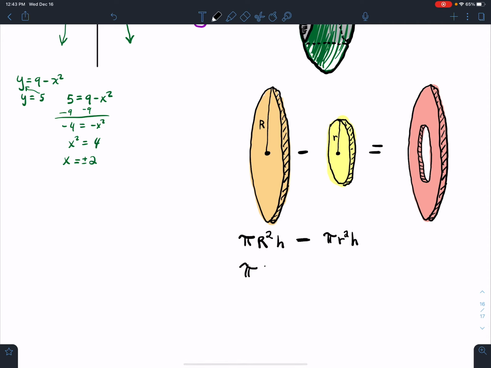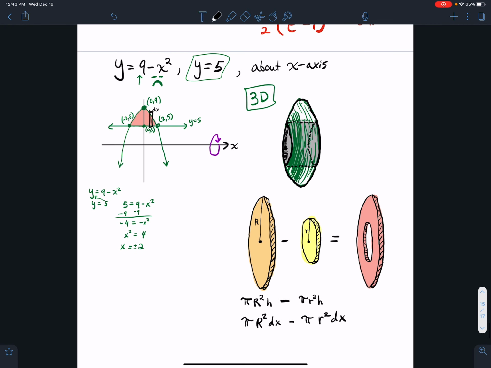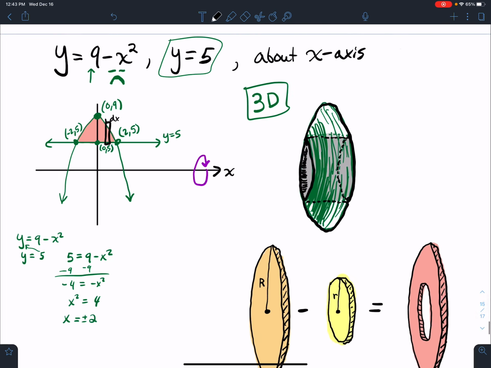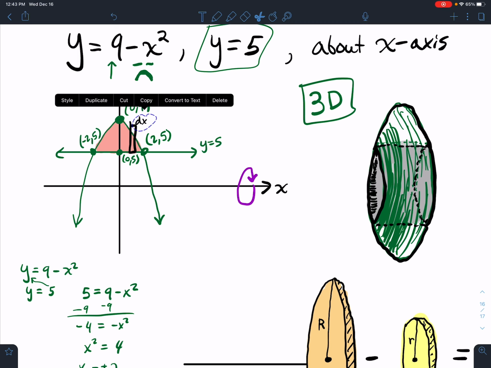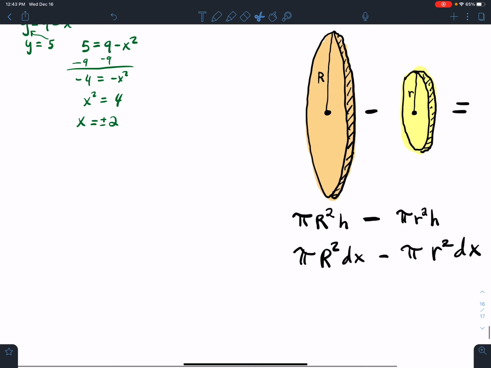So I have pi capital R squared dx, and I have pi lowercase r squared dx here. Okay, and I'm adding them up. I'm adding up all those rectangles from x equal to -2 all the way to x equal to +2. So I'm going to be adding up all the rectangles from -2 to +2.